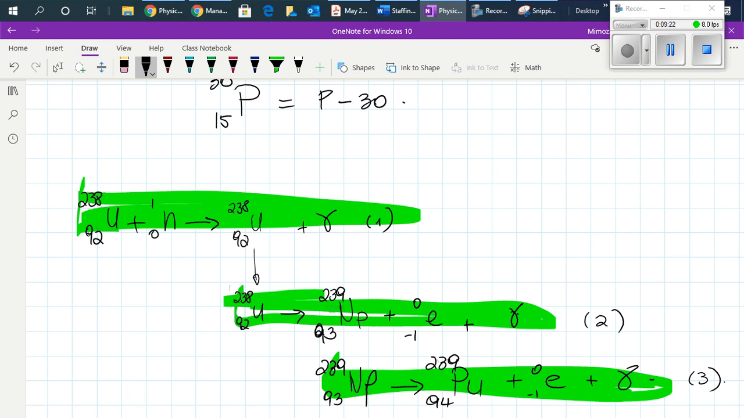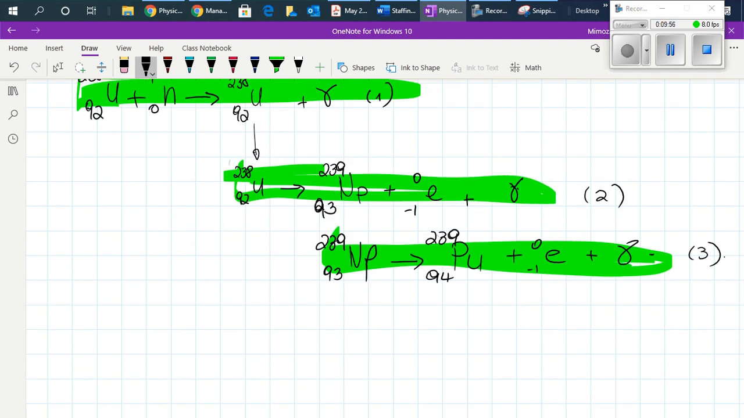Uranium-239 is very radioactive and decays into neptunium-239, an electron and a gamma ray. Neptunium is also very radioactive and disintegrates in the third reaction here into plutonium-239, an electron and a gamma ray. And this is the final product of this chain.